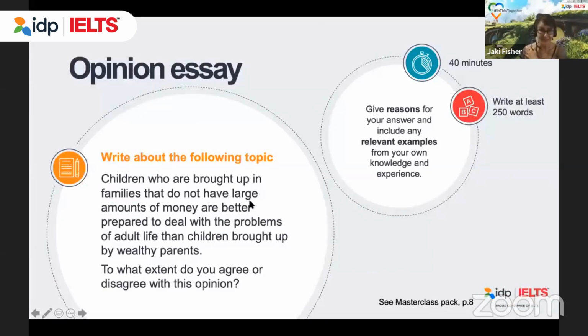So an IELTS essay usually has these two parts. This is the topic. This is the instructions. So let's have a quick read. Children who are brought up in families that don't have large amounts of money are better prepared to deal with problems of adult life than children brought up with wealthy parents. To what extent do you agree or disagree? Okay, so there's two parts, the topic and the instructions.